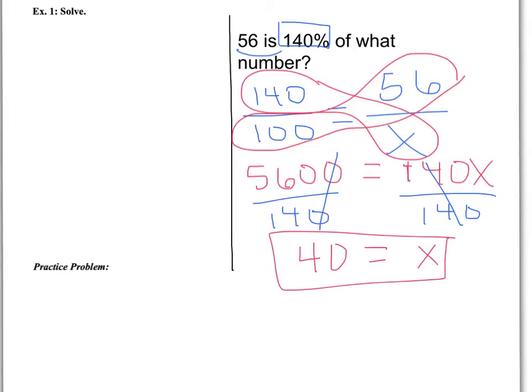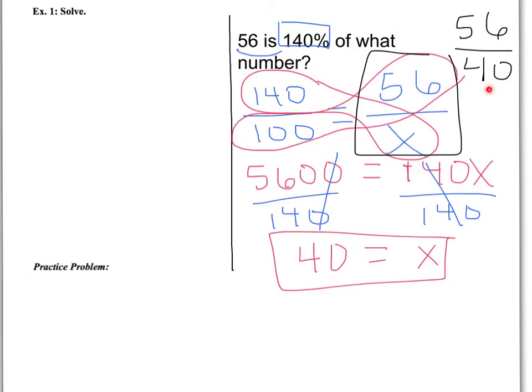It's just 40. Now I want you to look back to our original ratio that we had here. So I have 56 over 40. You might think that's an improper fraction or an improper ratio in this situation, but that's okay because remember we started with 140%, so that means that it's over 100%. That is why we have the improper fraction.